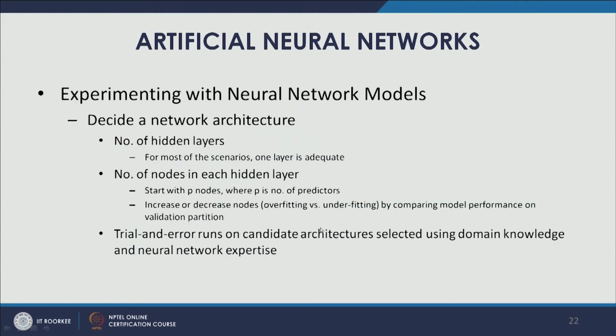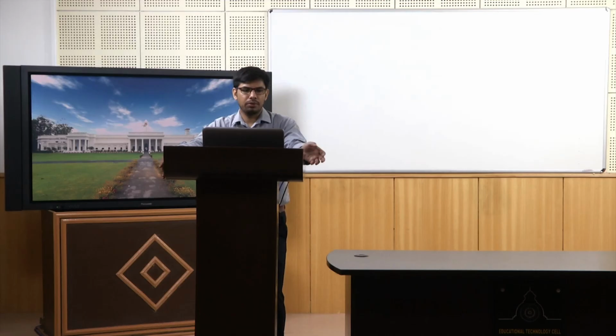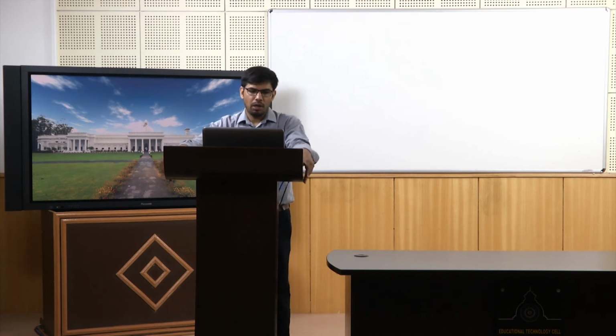Now let's discuss some of the important points related to neural network models, for example, experimenting with the neural network models. A few points that we will discuss. For example, how do we decide a network architecture? The first one is the number of hidden layers. How do we decide the number of hidden layers? For most scenarios, as we have been talking about, one layer is adequate to capture even complex relationships. And then the number of nodes in each hidden layer.